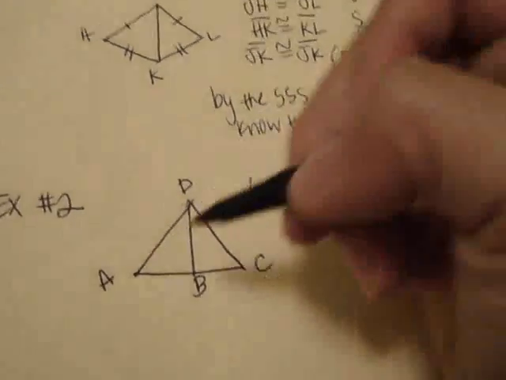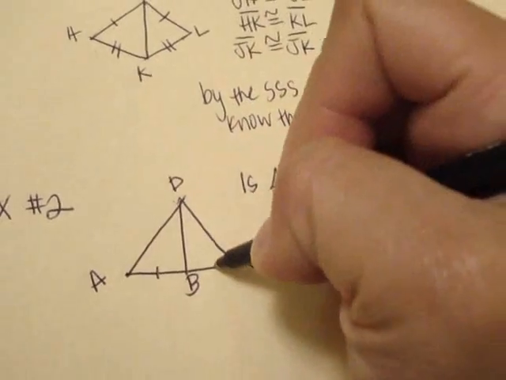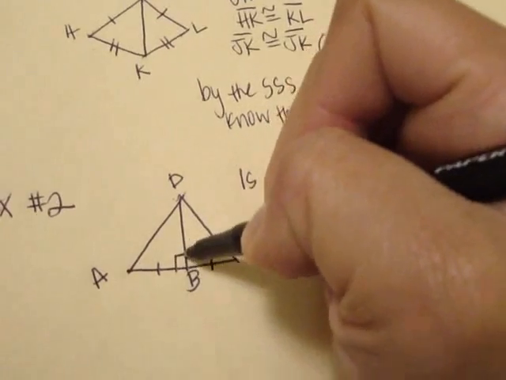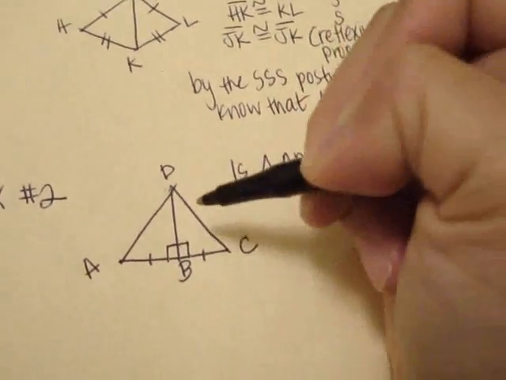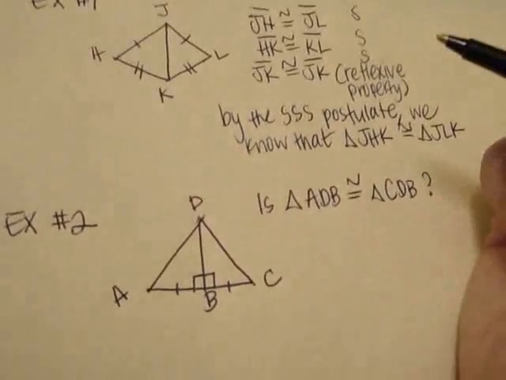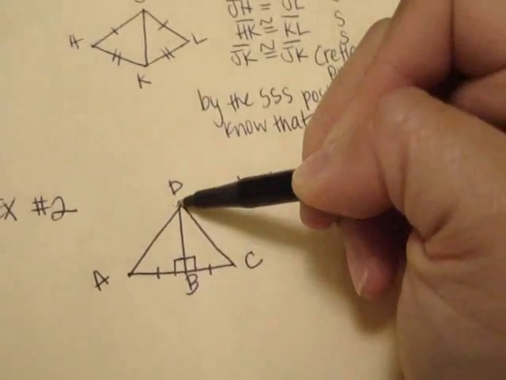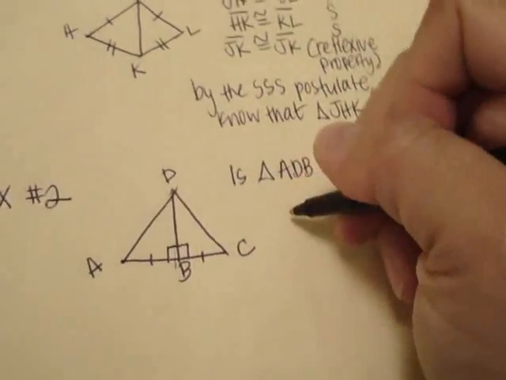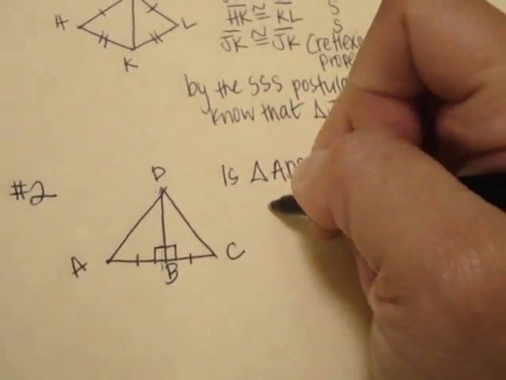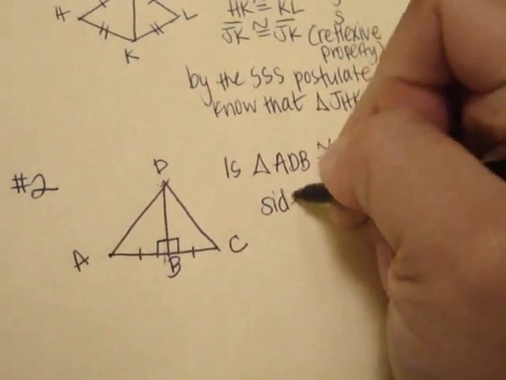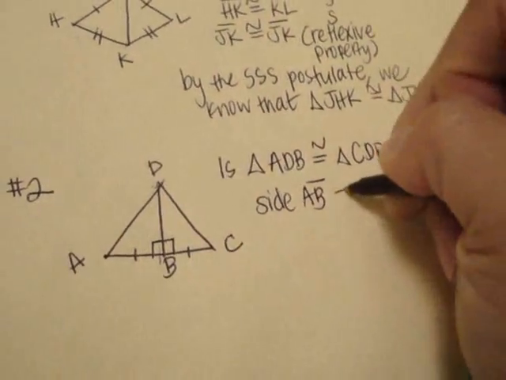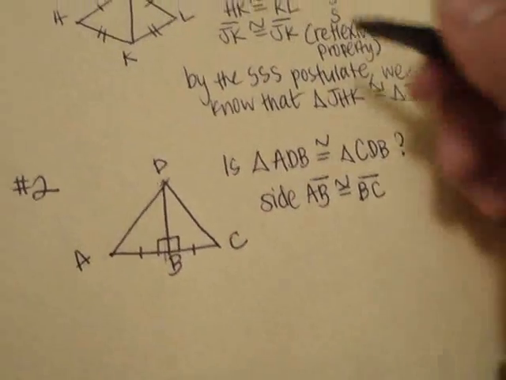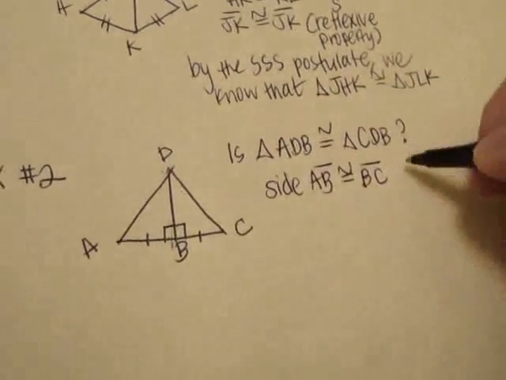Okay, well, in the problem we're given that AB is congruent to BC, and that these angles right here, angle DBA and angle DBC, are right angles. And we know also that these two triangles share side DB. Let's go ahead and write down the information that we know. Side AB is congruent to BC. Okay, so that's the side.